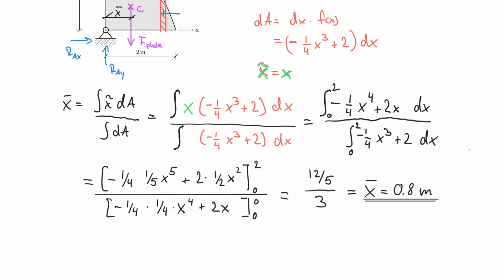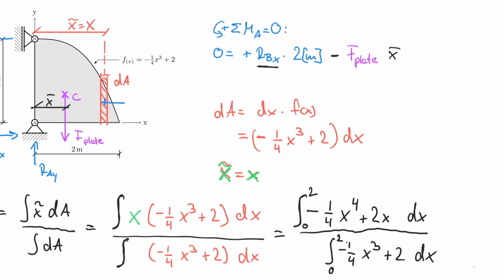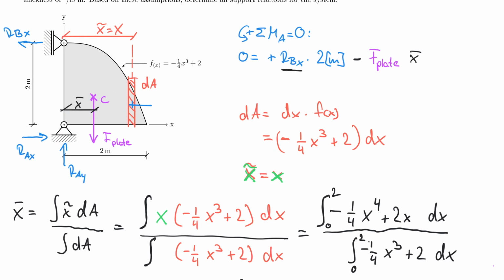However, it's not the full result, because remember, now I know that I can fulfill this equation here. And what I know is that this here is 0.8 meters. So the question remains, how do I find F plate? Like, how do I get this one? And the answer is straightforward.